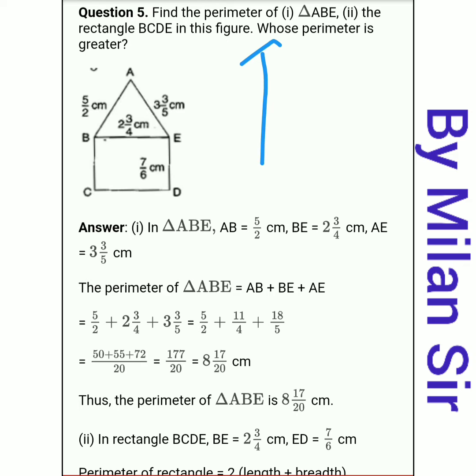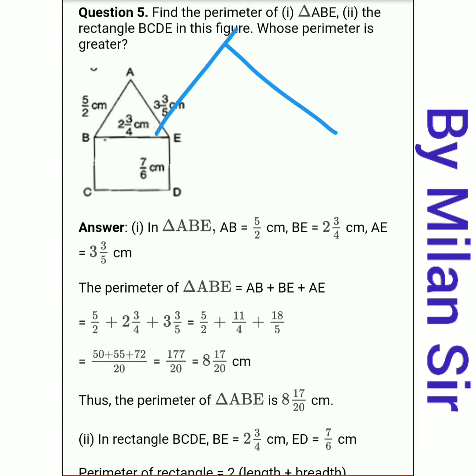Find the perimeter of triangle ABE, and second, the rectangle BCDE in this figure, whose perimeter is greater. So first of all, we need to find the perimeter of triangle ABE, then we need to find the perimeter of rectangle BCDE, and we need to check whose perimeter is greater. So first of all, we start with the triangle.